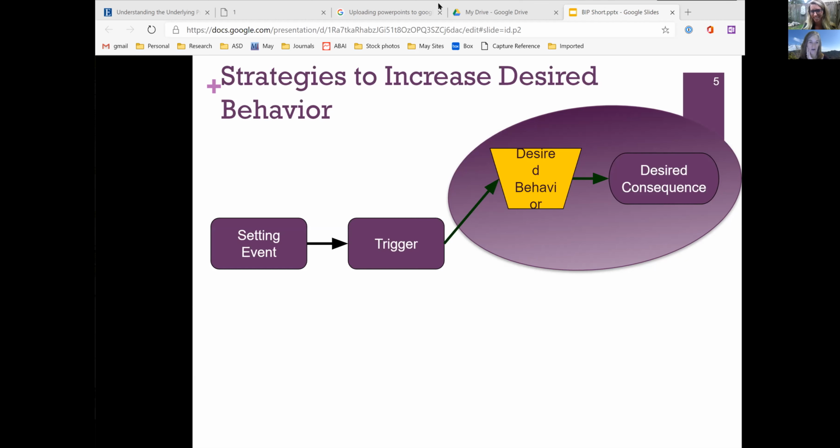Thank you. So I'm going to come back. Don't worry, I'm going to give you a few examples of prevention, but I want to just walk through the overall layout of a good behavior intervention plan.